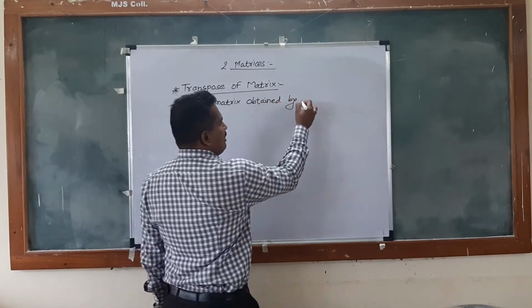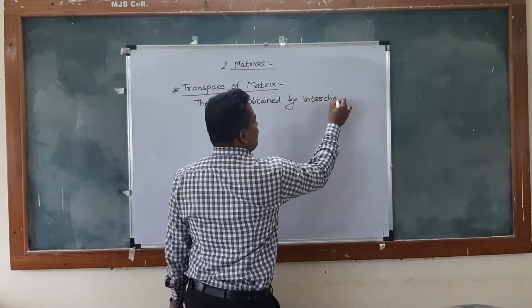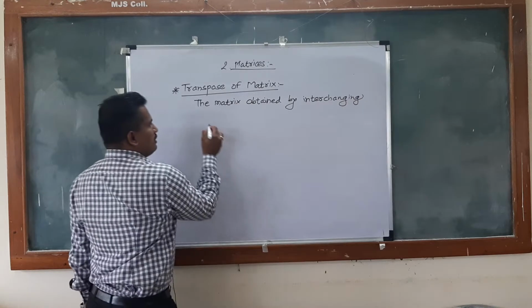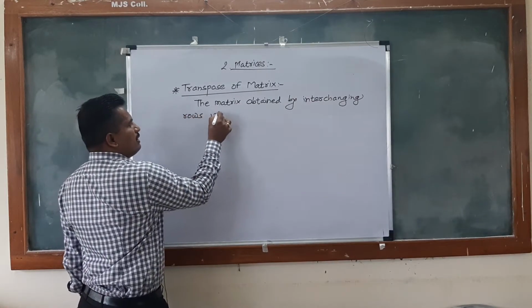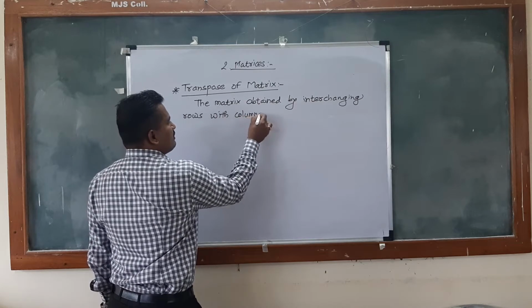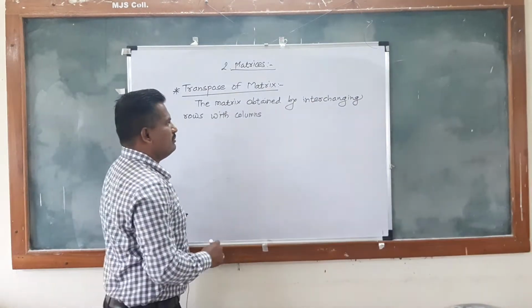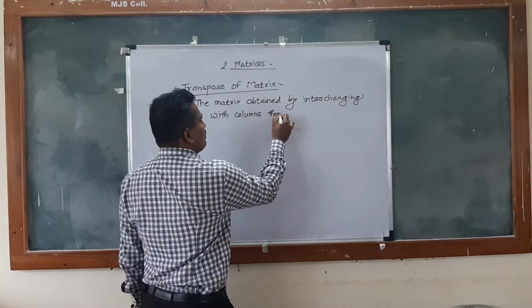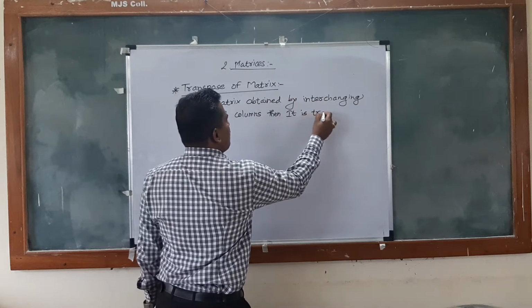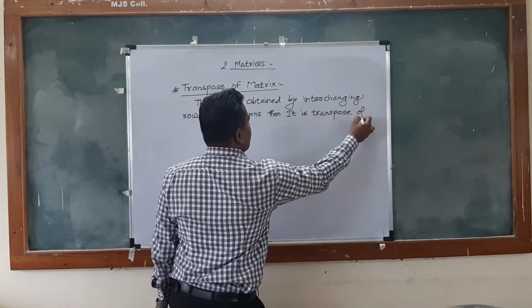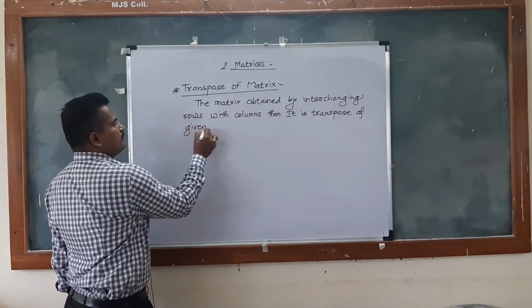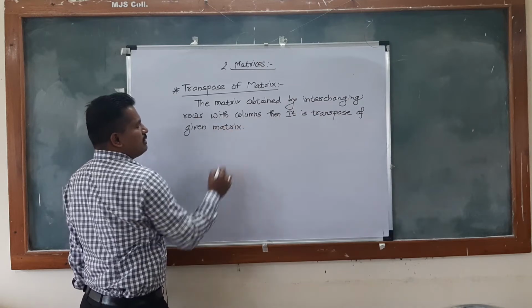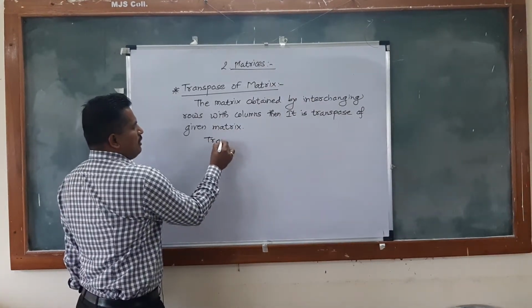That means the matrix obtained by interchanging rows with columns is the transpose of the given matrix.